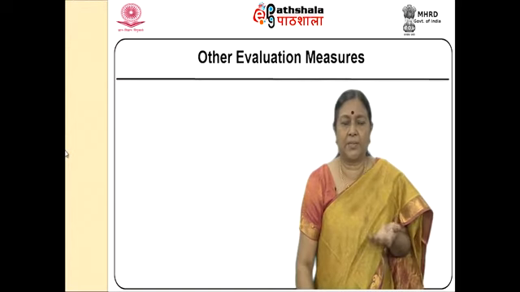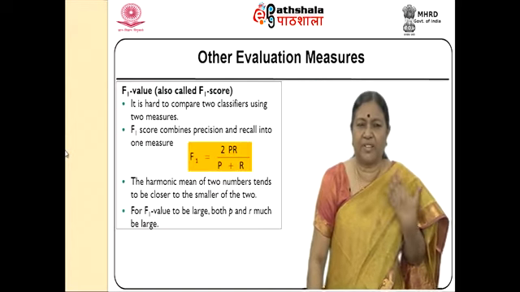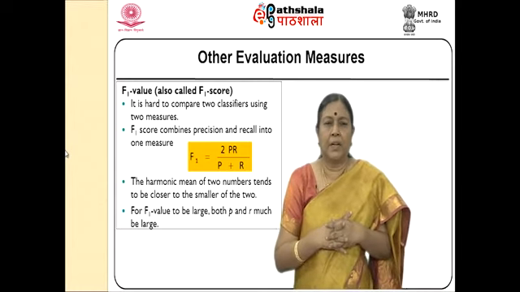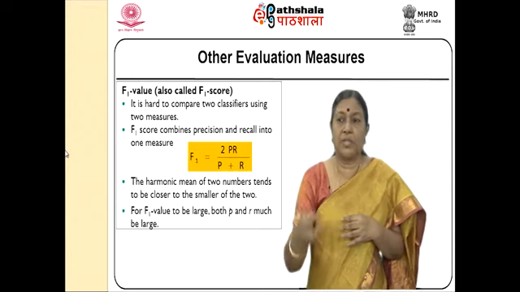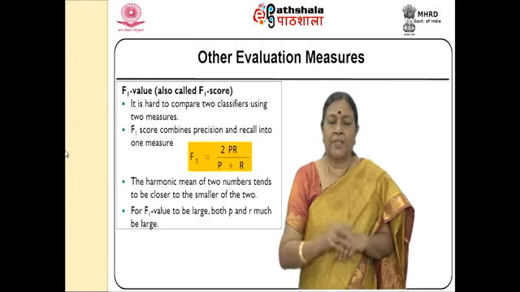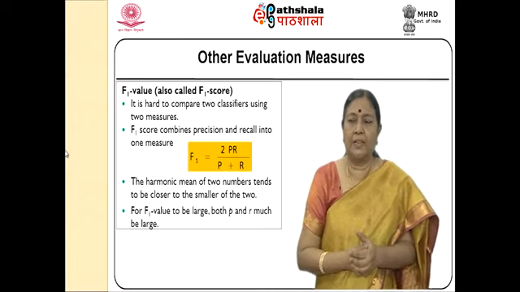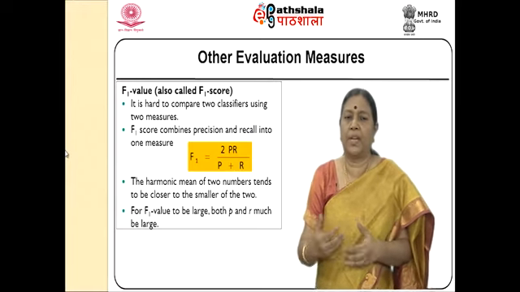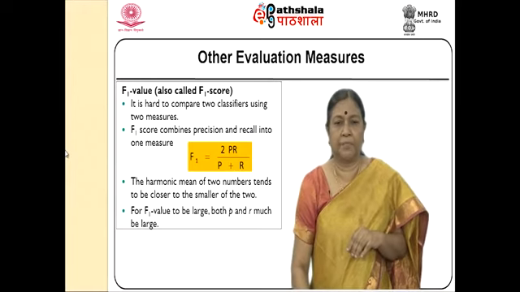There are other evaluation measures also. One is called F measure or F1 score, which is a combination of precision and recall. It is hard to compare 2 classifiers using 2 measures. So, they have combined precision and recall to give the F1 measure, which is 2 into PR divided by P plus R, the harmonic mean of 2 numbers, and if it is large, both P and R must also be large.